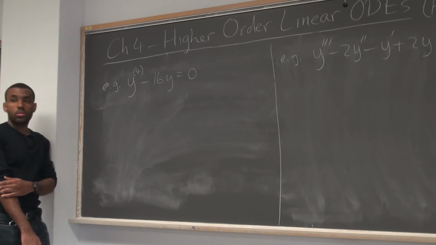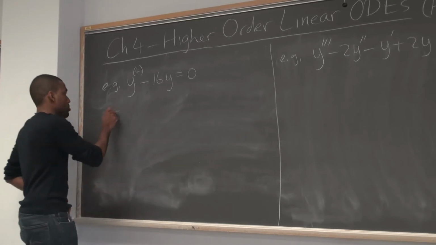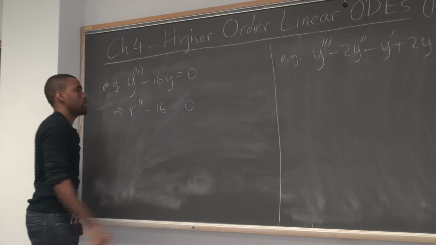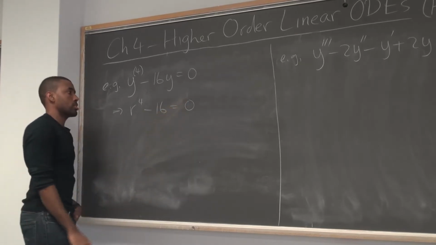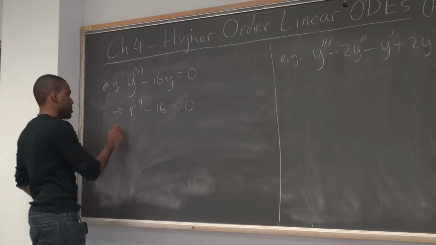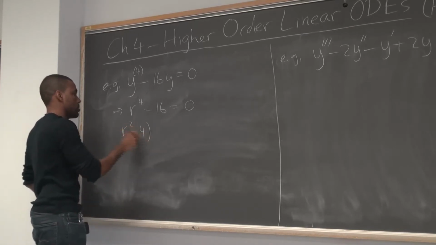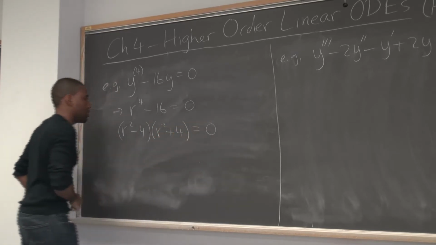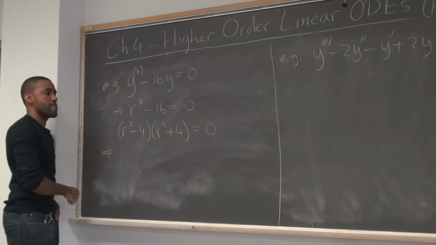r to the 4 minus 16. The characteristic equation here is r to the fourth minus 16 equals 0. That factors as r squared plus 4 times r squared minus 4. Right, it's actually the difference of squares. Okay, what does that mean?